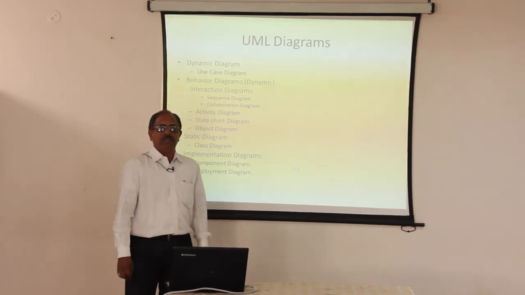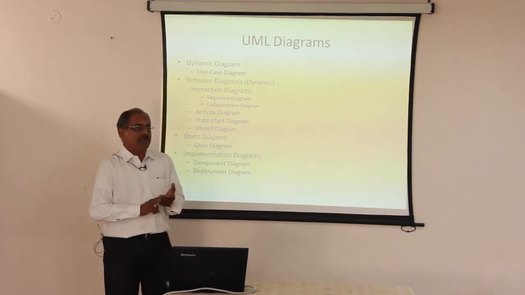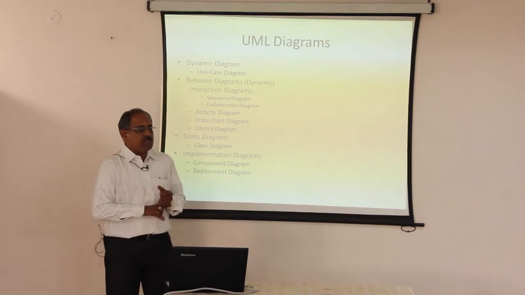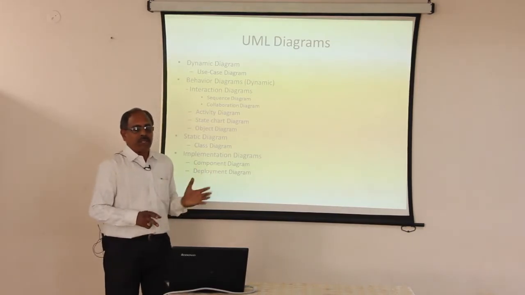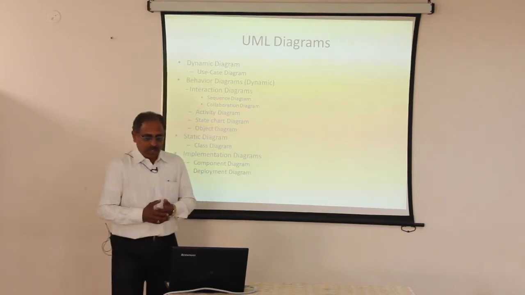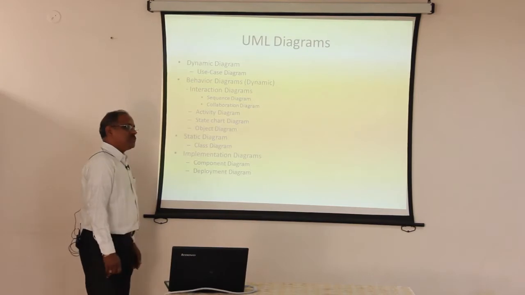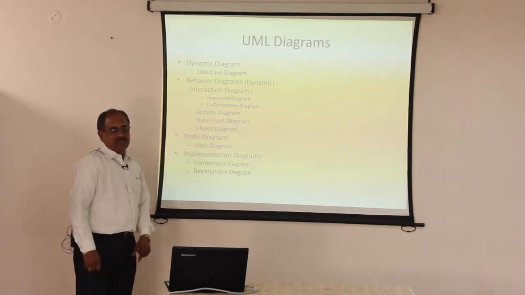We have the interaction diagrams. There are 2 diagrams: one is the sequence diagram, another is the collaboration diagram. These 2 diagrams define the interaction procedure. Then we have the activity diagram, state chart diagram and the object diagram. And we also use the static diagram. The static diagram is the class diagram.